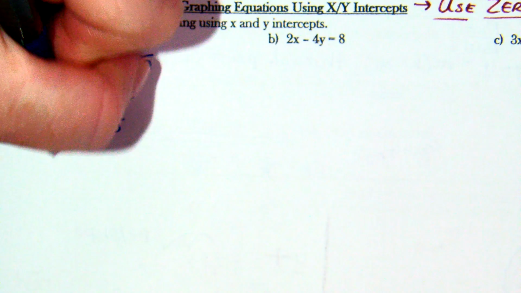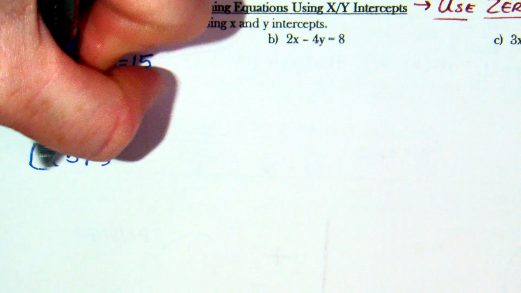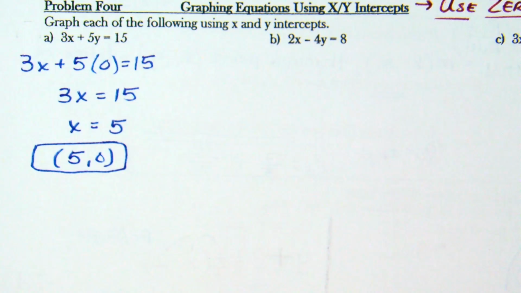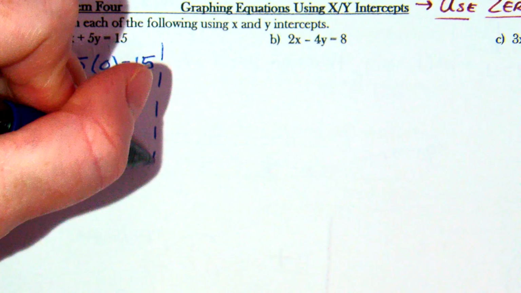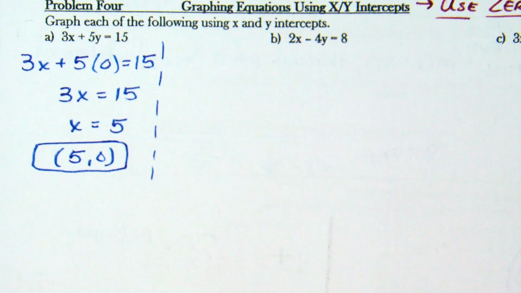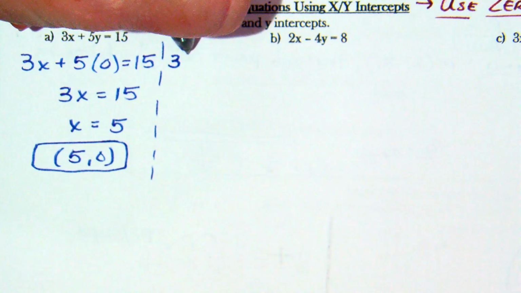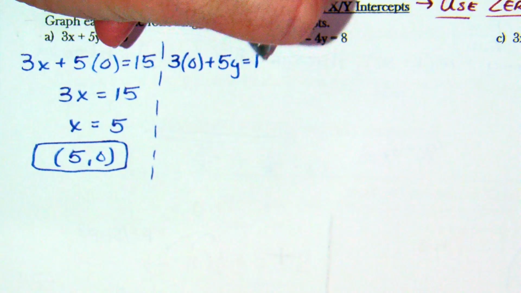How do I find the y-intercept? Now we want to get rid of x. Okay, so when you're finding y, you're going to get rid of x. So this time we're going to do 3 times 0 plus 5y equals 15. So basically drop the x part out, right? 3 times 0 is 0. 5y equals 15. If 5y equals 15, divide by 5 and y is 3.